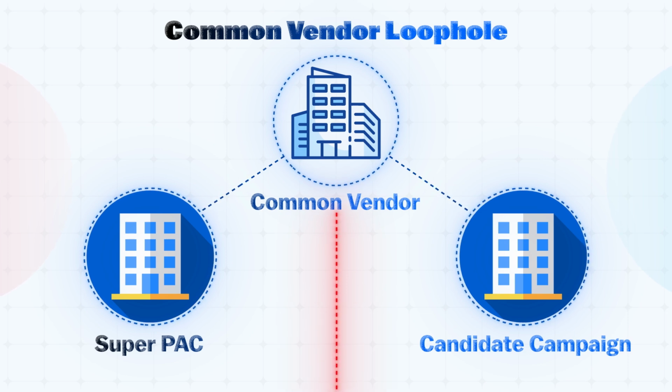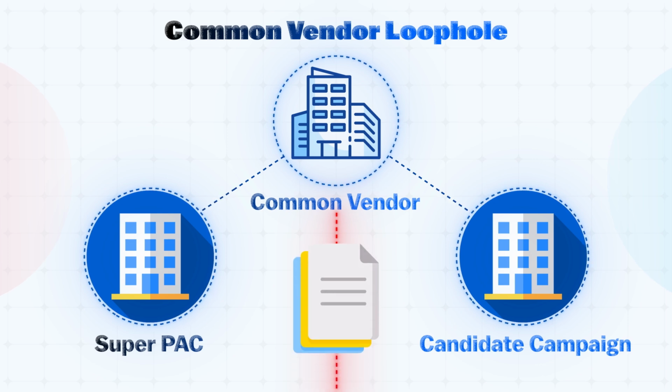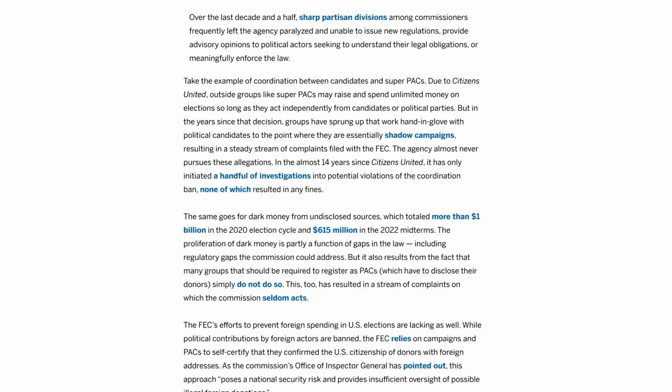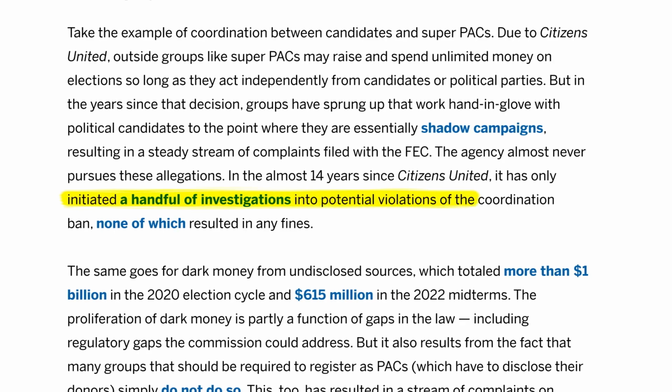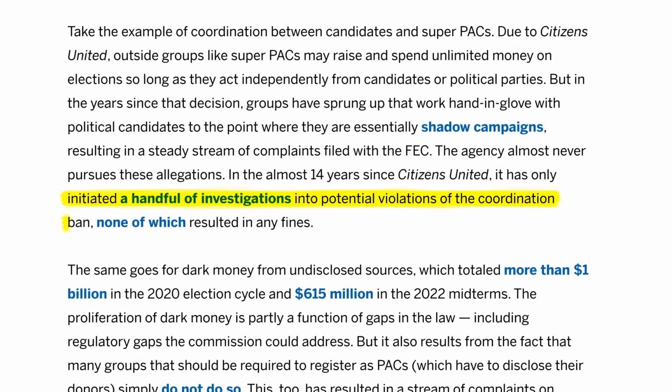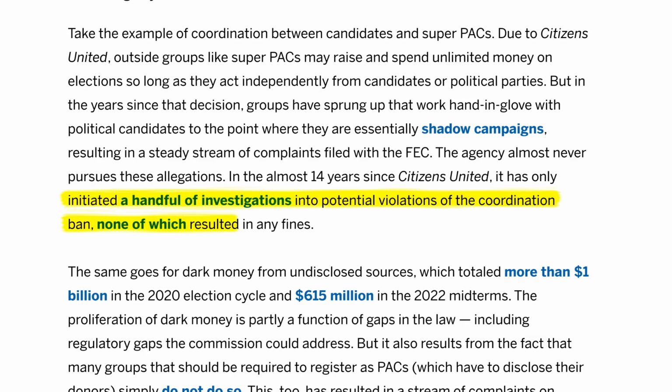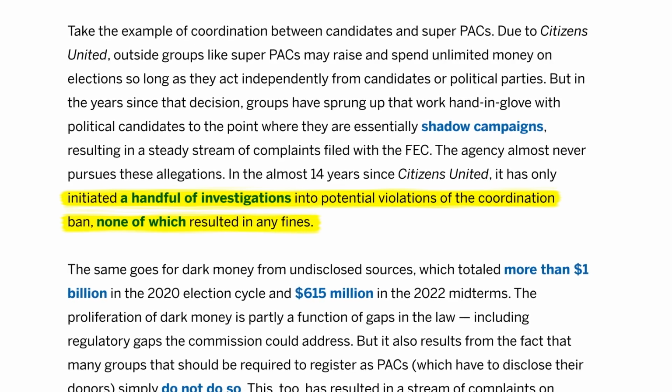In practice, the firewall must be written in a policy statement so that everyone involved can adhere to it and know how to prevent coordination. But even with a firewall, it's difficult to prove that it's being applied correctly, and in fact, there has never been a coordination investigation by the FEC that has resulted in a super PAC being fined.